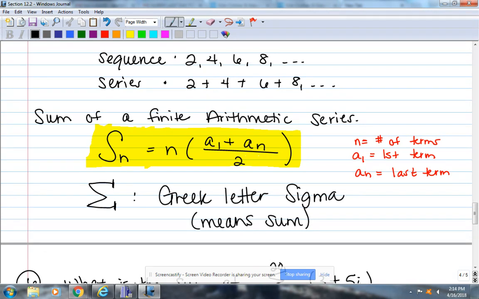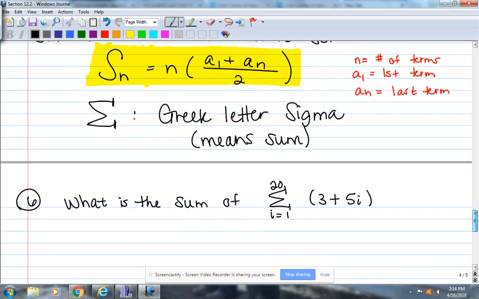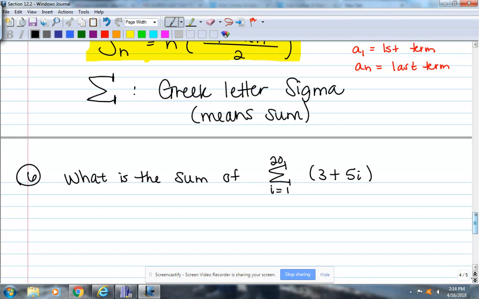Okay. So, this is how these problems are written for these series. This just means sum. Okay? This means sum. The 20 means the 20th term. This is the number term you want.